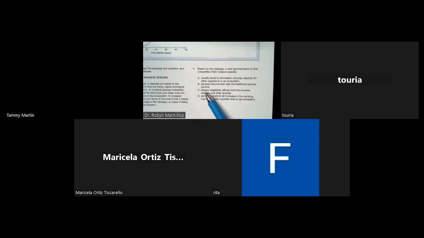Always, that's a problem right there. That won't be the answer because nothing is always or never. There's always a gray area. So we can get rid of C right there.